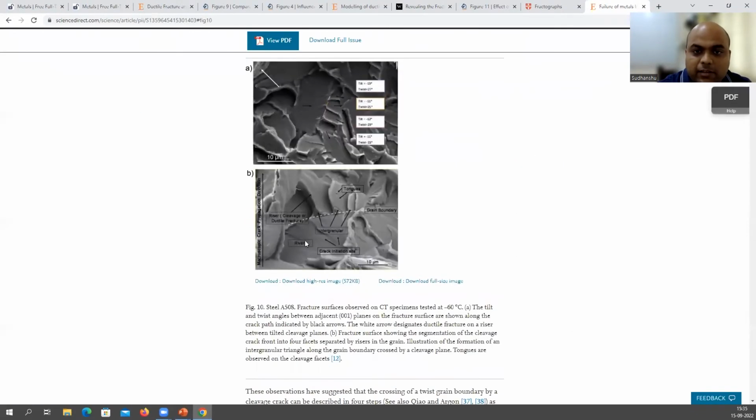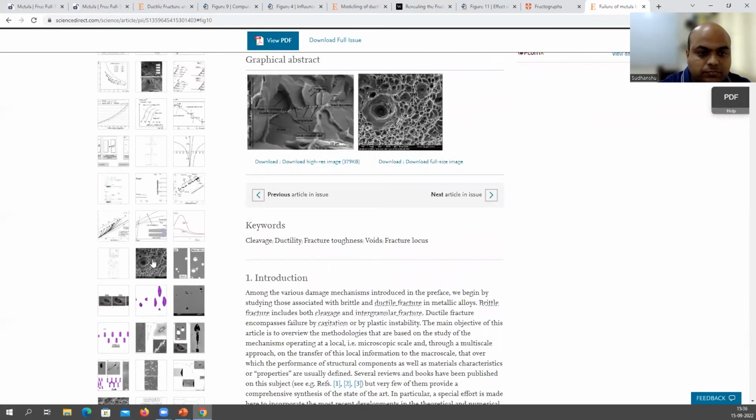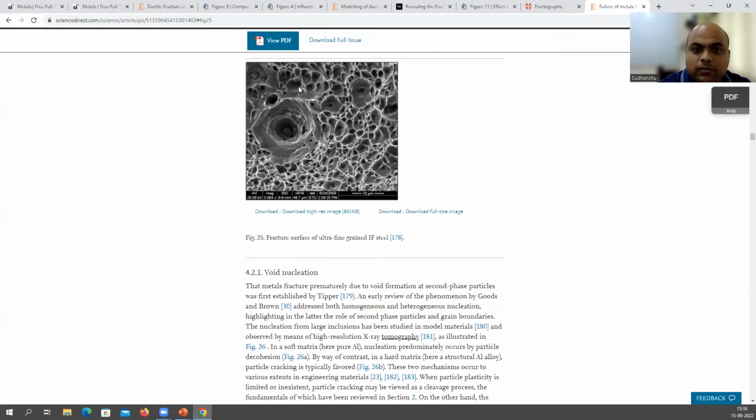This is the low magnified image. You can see tongues here, very small features, right? And what is this? Dimples, right? So, ductile failure.